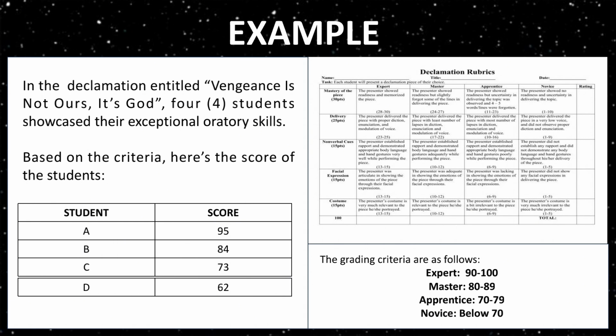So this means that student D did not perform well in most, if not all, criteria and may need more practice and guidance to improve his or her declamation skills. So in summary, based on the scores provided, student A is the top performer, followed by student B, student C, and student D.